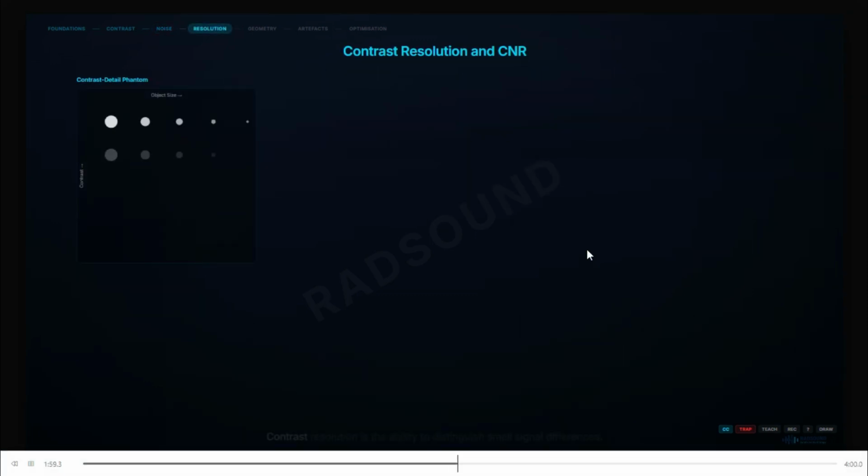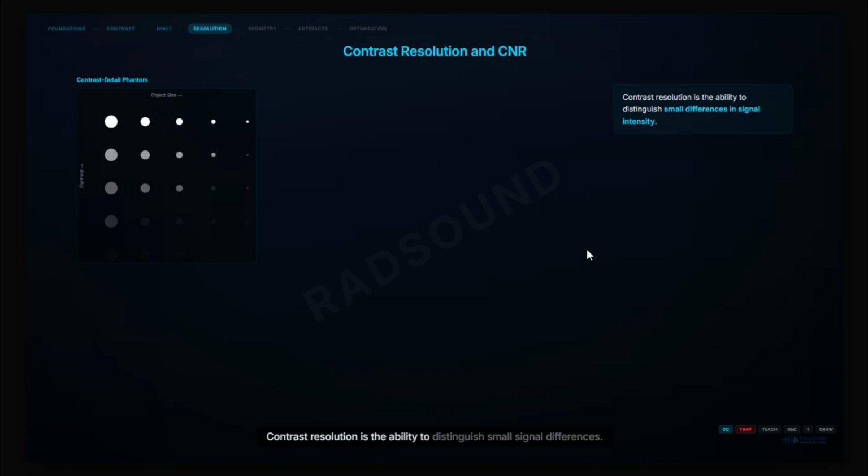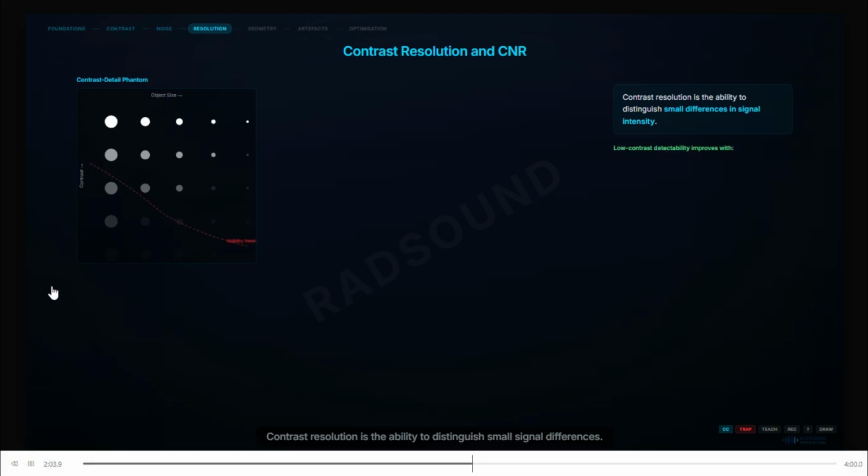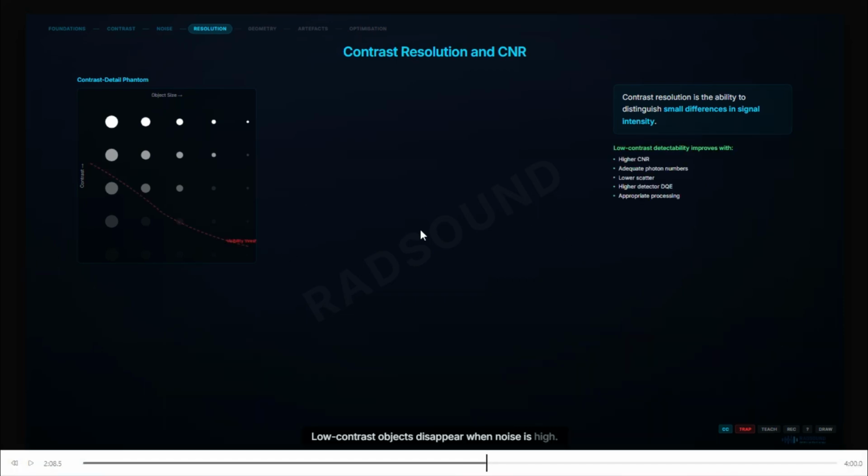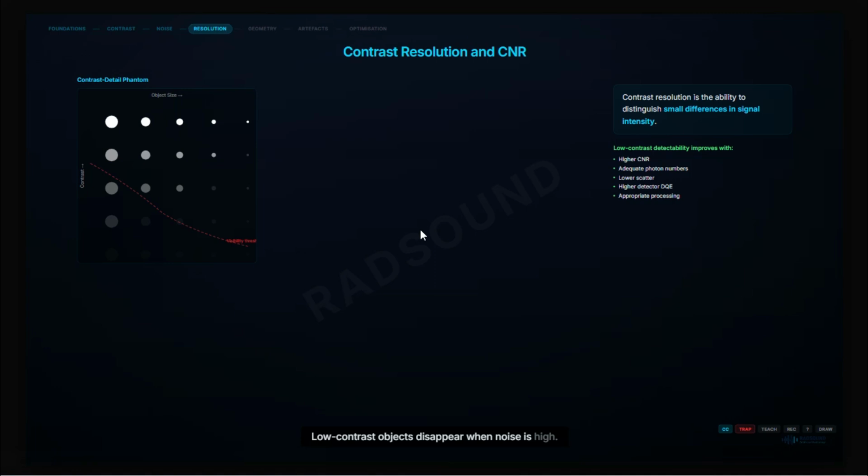Let's now talk about resolution. So what is resolution? As I mentioned, contrast resolution. So what is contrast resolution? Because we also have spatial resolution. So contrast resolution is not equal to spatial resolution.